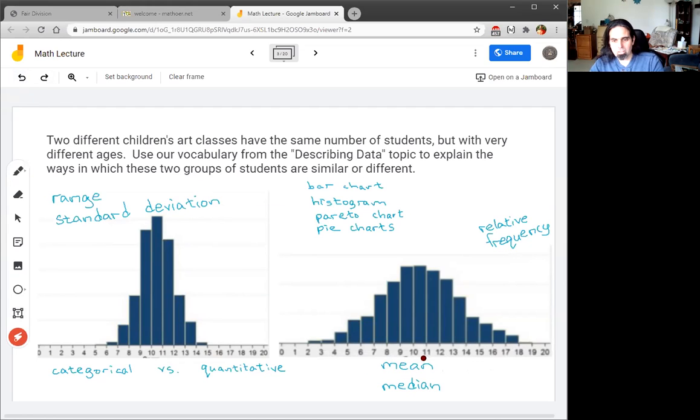So the means look very similar. Are the medians similar? If we get rid of the high and lows for both, are they still going to balance at about 10 or 11?